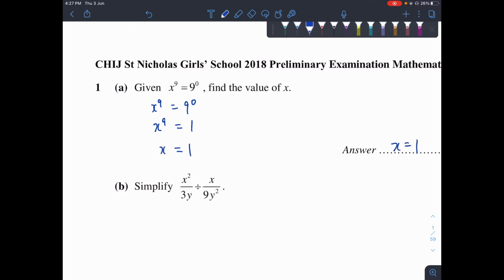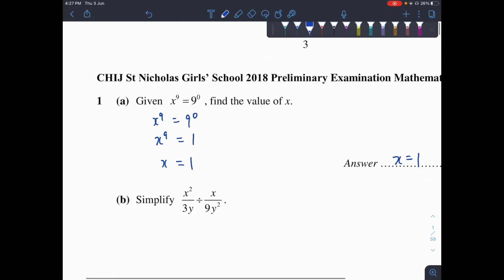So if you don't understand this part, it is because 1 to the power of anything will always give you 1. So for example, 1 squared gives you 1, 1 to the power of 3 gives you 1, 1 to the power of 4 gives you 1. So we know that 1 to the power of 9 will also give you 1.